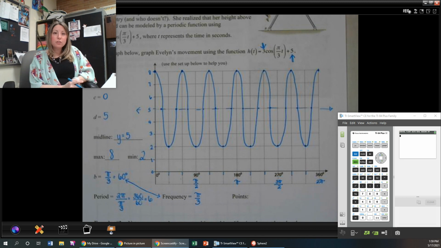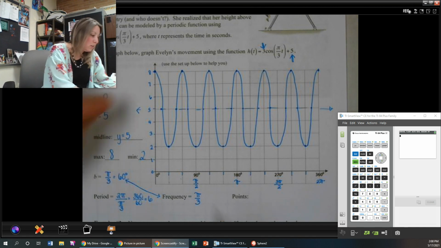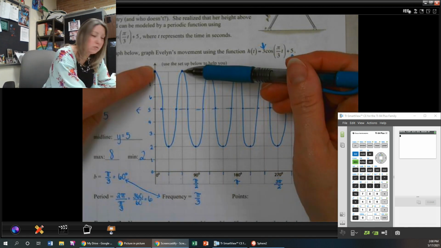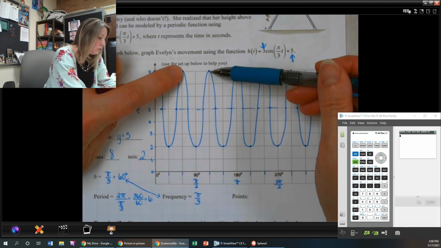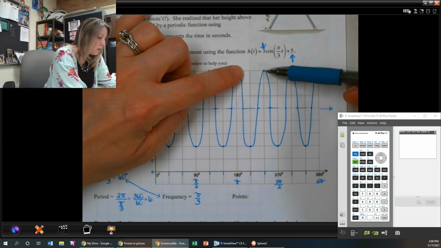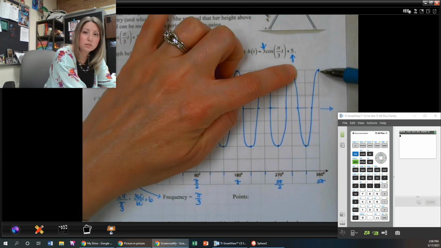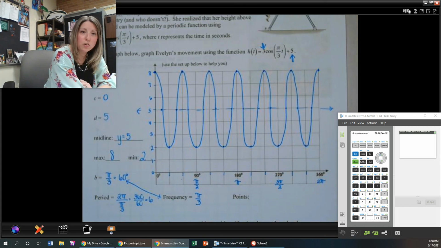So every 60 degrees, we have a full cycle. 6 full cycles between 0 and 360. There we go. 1, 2, 3, 4, 5, 6. There's Evelyn's function. Pretty neat, huh?